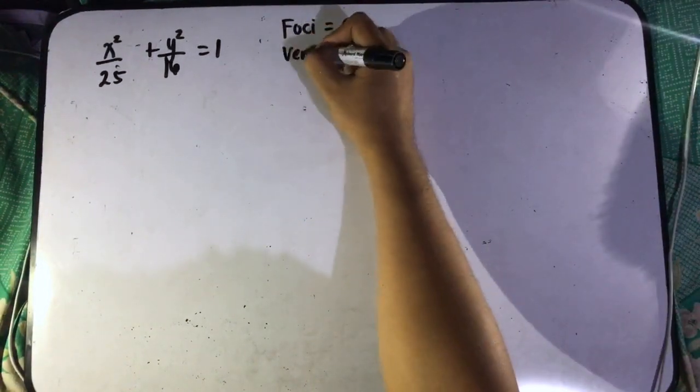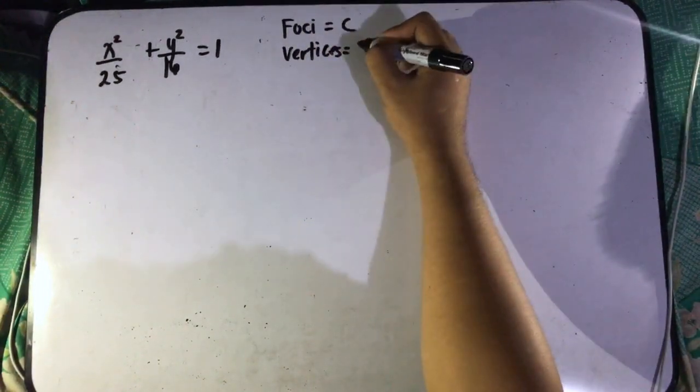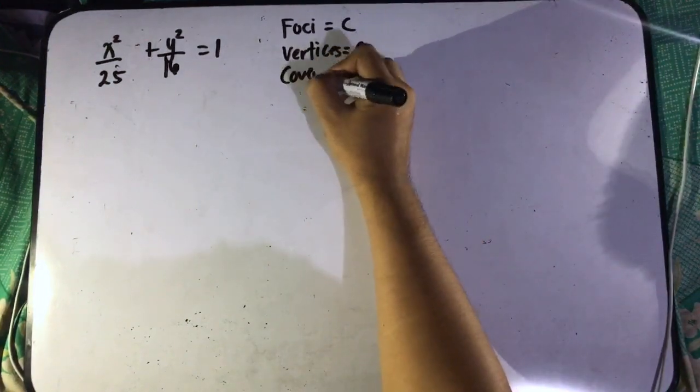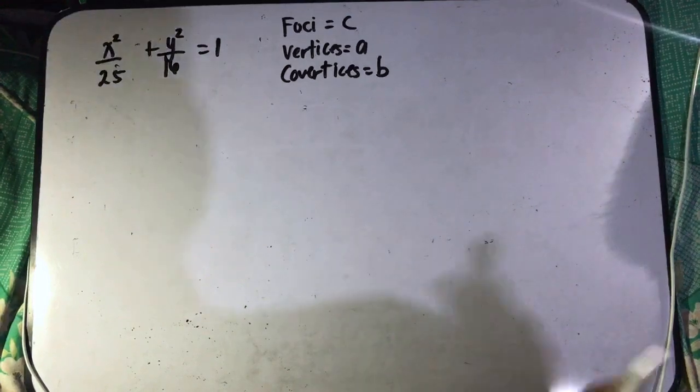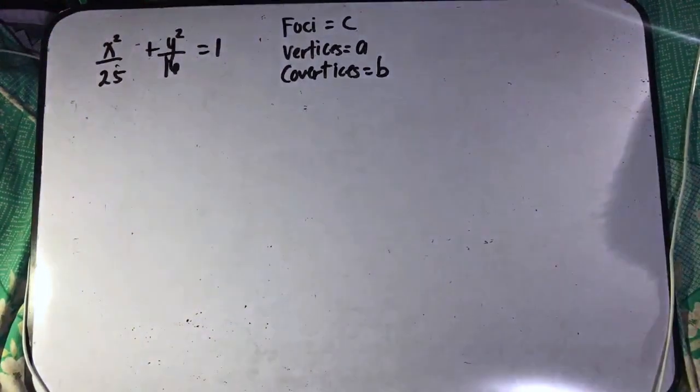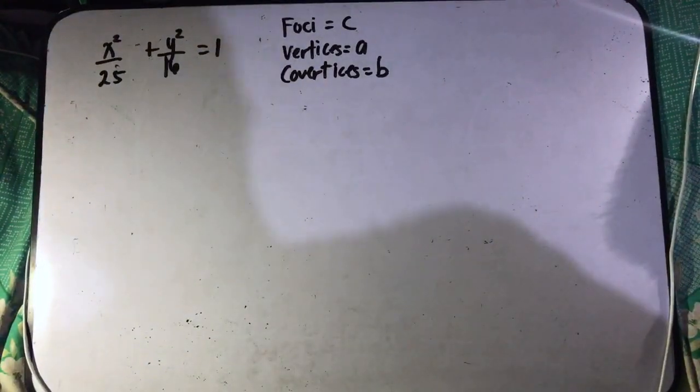Pag sinabi nating vertices, that is a. Pag sinabi nating co-vertices, that is b. So, yun yung mga kailangan nating tandaan in order for us to solve or sketch the graph of an ellipse.